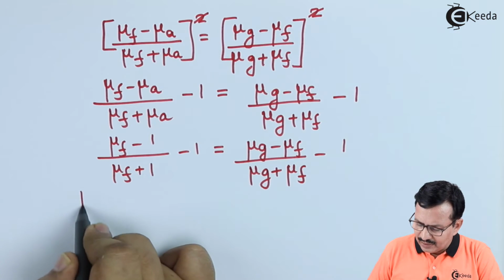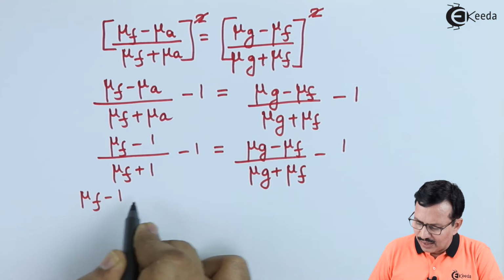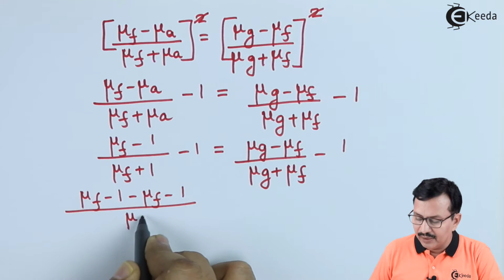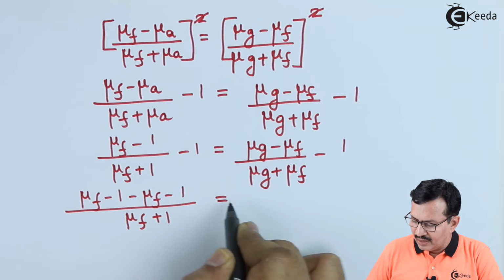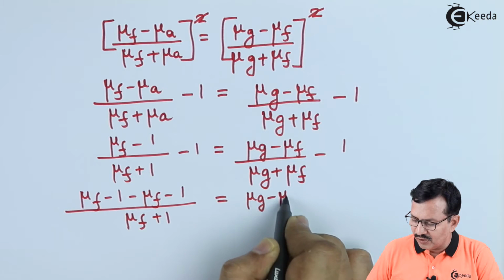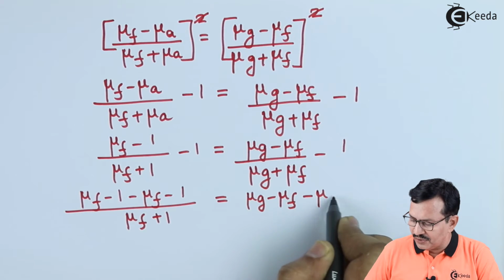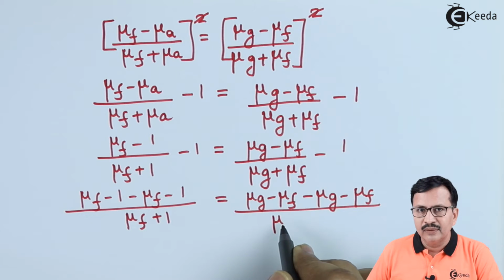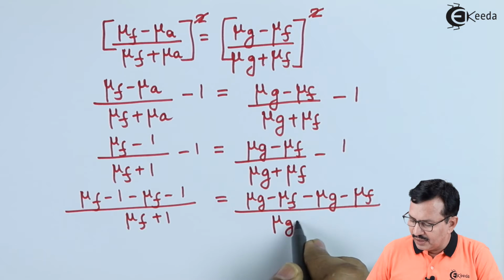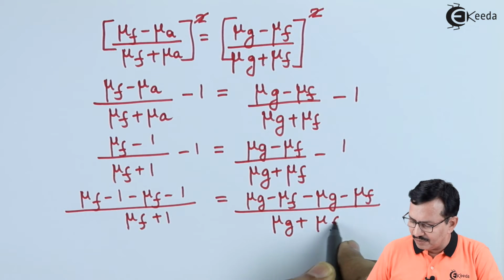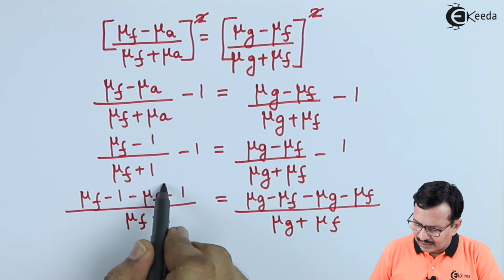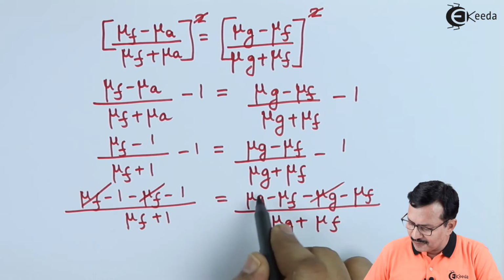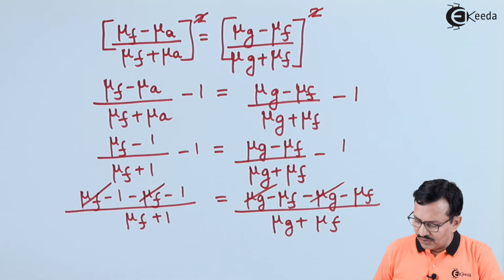And how do we do that? This will be equal to mu f minus 1 minus mu f minus 1 divided by mu f plus 1 is equal to mu g minus mu f minus mu g minus mu f. This entire thing will be divided by mu g plus mu f. Certain parameters are now going to get cancelled out over here, which are going to simplify our expressions. And this is how it's going to be.